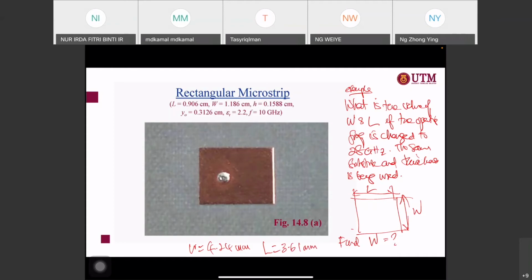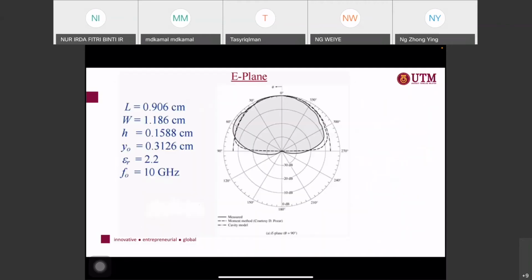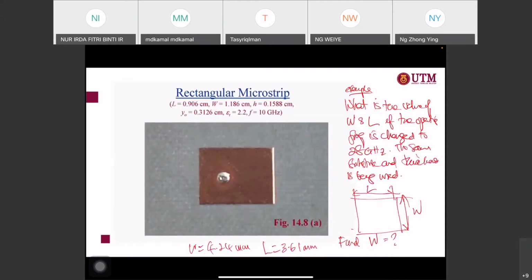Okay, so you can see it's very small. 4.24 millimeter. You can imagine the size of the patch, it's only this particular size. The rest, does everybody get the same answer or not? Just let me know. So this is how you can get W and L, how you can design a simple patch antenna. Next I want to show you the E-plane. Please let me know if you are getting a different answer, so that we can check with the others as well.